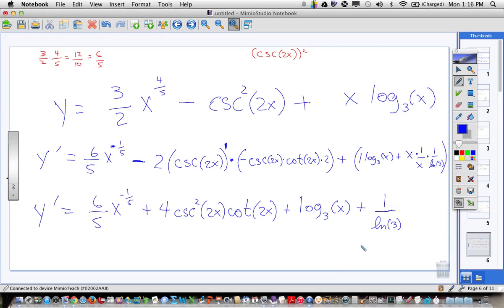Here we can put a bunch of stuff together because this is all stuff that's multiplied. There aren't any plus signs in here. So this 2 times this 2, the negative would turn to positive 4. Cosecant times cosecant would make cosecant squared. Cotangent. Okay, so there's a lot of stuff you could put together on that one as well.